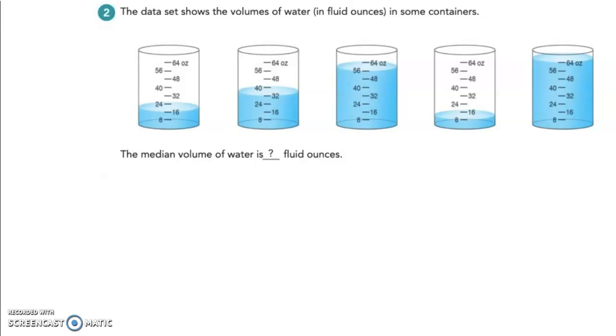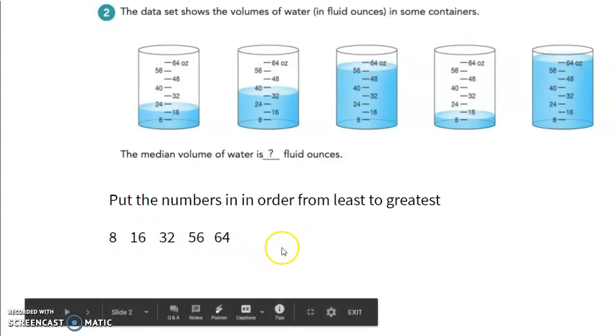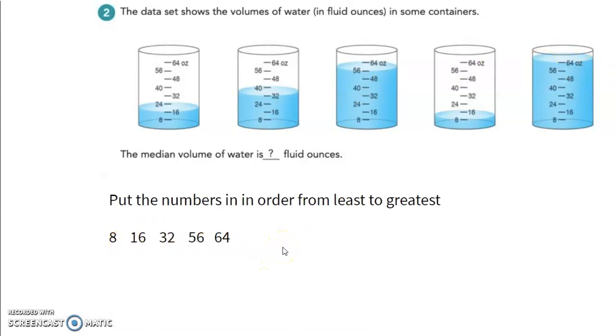So if you take a look at this, which one has got the least? 8. So we start with 8. Then we look to see which is next, which is 16, then 32, then 56, and then 64. So now we've got our numbers in order: 8, 16, 32, 56, 64.